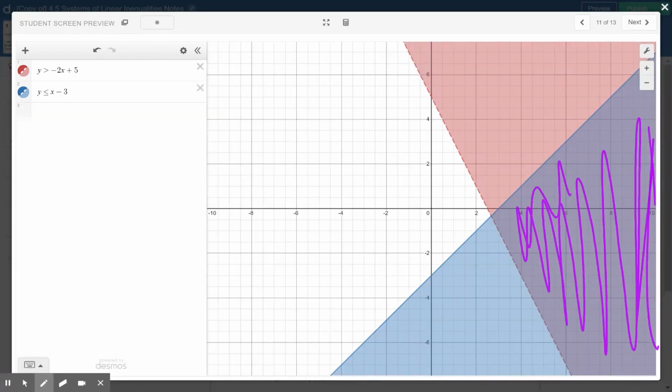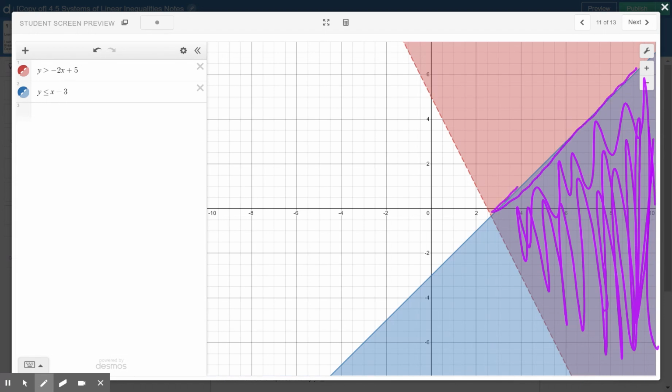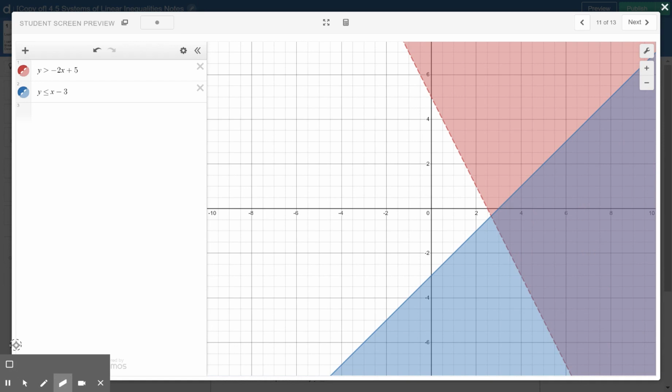Now, I highly recommend you do not pick an ordered pair on the line. If you pick an ordered pair on this line, it would be a solution because it's a solid line. If you picked an ordered pair on this line, it would not, because that's a dotted line and that's a boundary. So I have always told my students, don't even go near the line. Pick an ordered pair, and make sure that you write it x comma y.